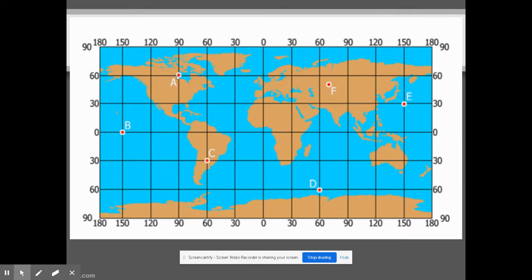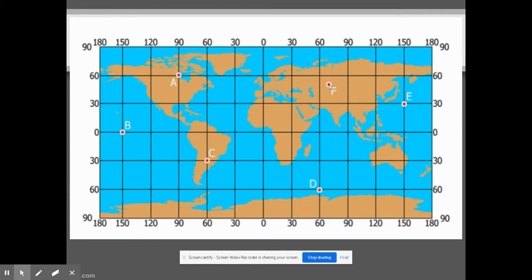On the other side of the coin, when it comes to longitude, we begin at the prime meridian, and we head in this direction, which is west, and it's right on the 90 line, so that would mean it's 90 degrees west. Sometimes, though, we have locations that are not right on the line. F is an example of that.